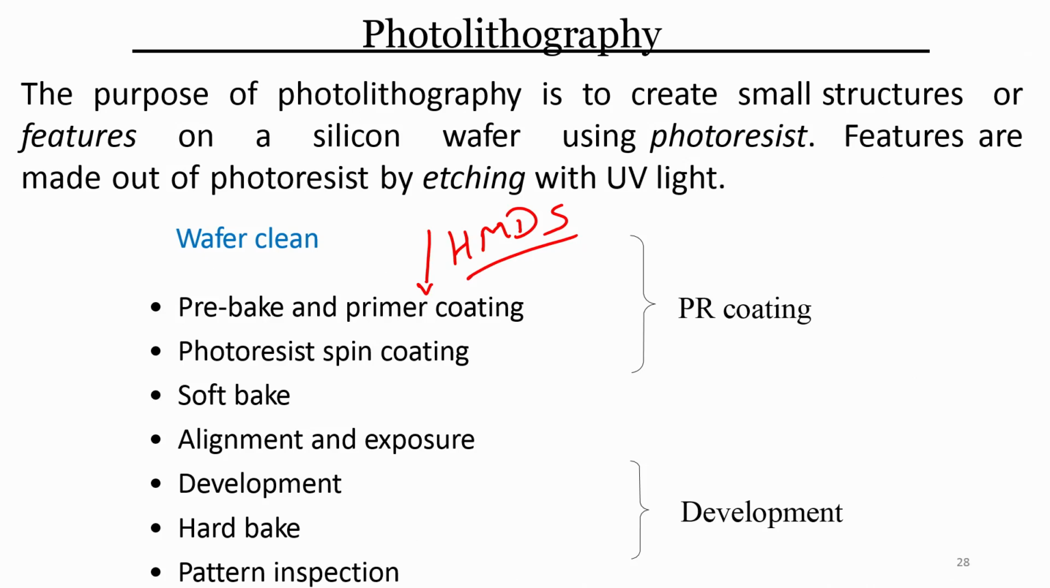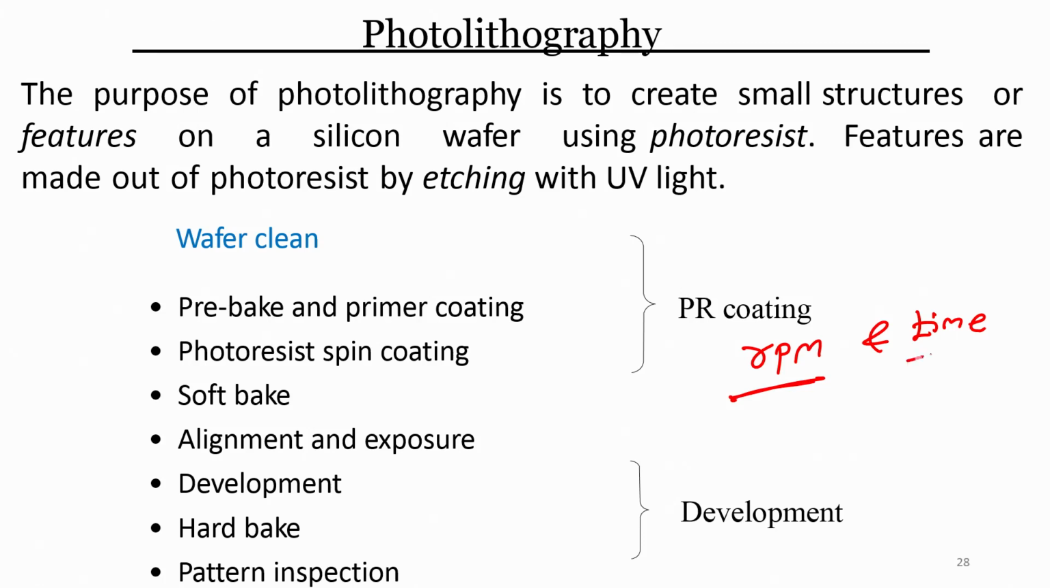After coating HMDS or primer, the next step is photoresist spin coating. We have to spin coat photoresist, and the thickness of photoresist depends on the RPM and depends on the time, right. How many rotations per minute we have programmed, for how much time we are spin coating the photoresist; depending on RPM and time, we can determine the thickness of the photoresist.